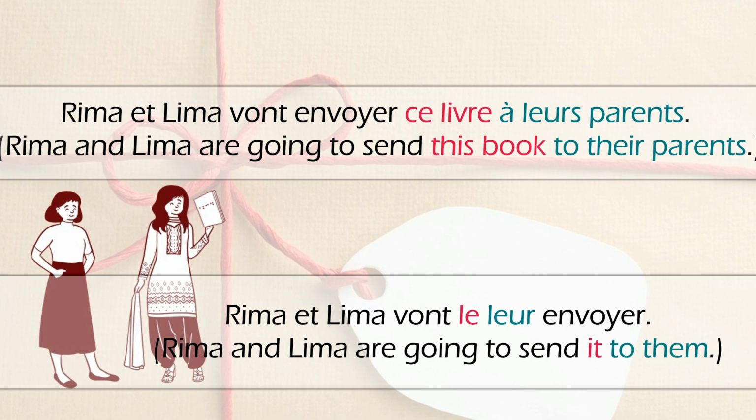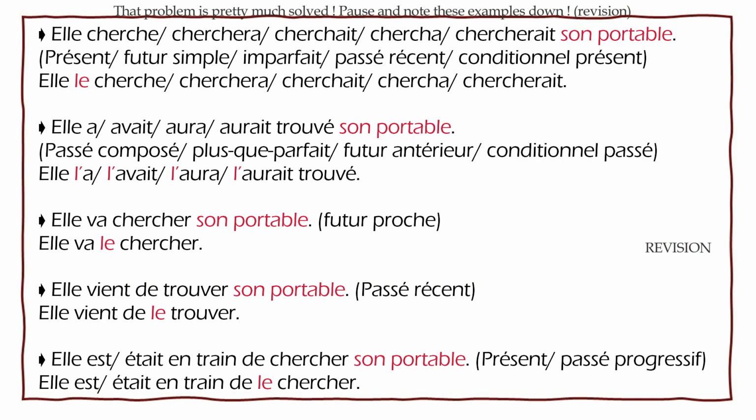Ce livre is a direct object which is replaced by le, and à leurs parents is replaced by leur, and both the object pronouns are placed before the verb envoyer. Look at the tense futur proche. In futur proche we are placing the object pronouns before the infinitive verb. As I have mentioned earlier, from tense to tense the placement of the object pronouns will vary.